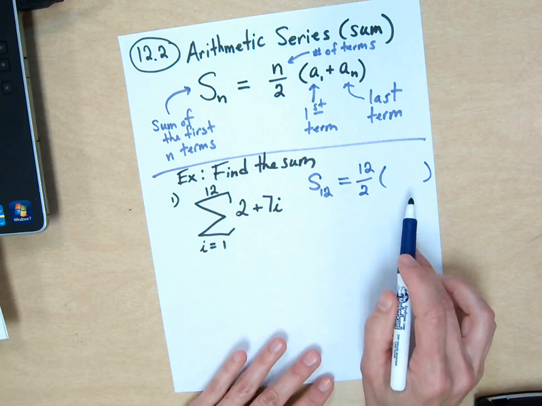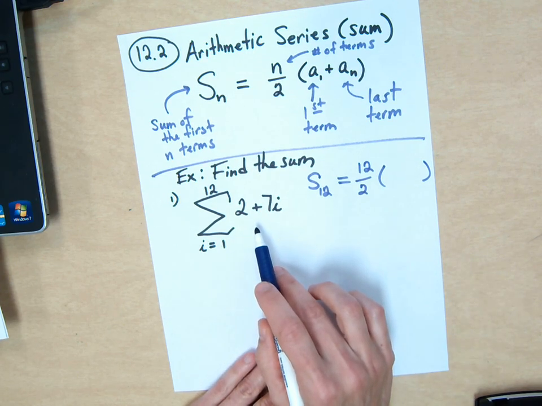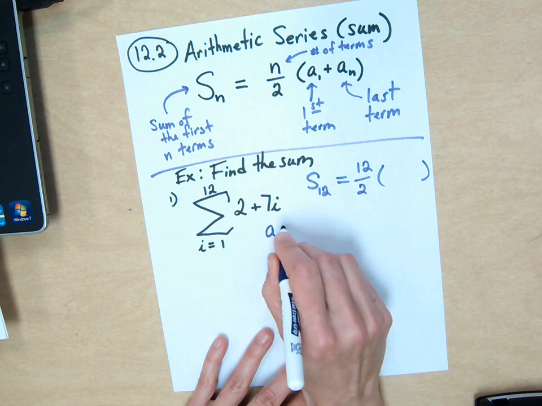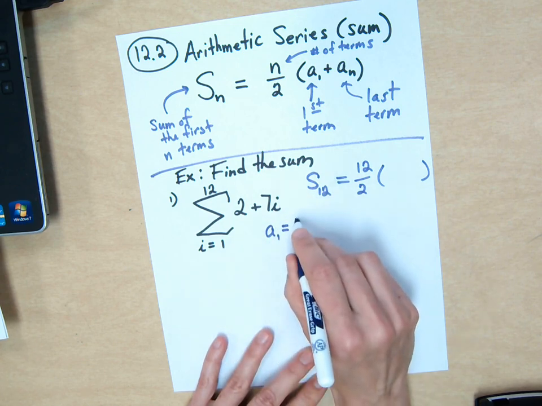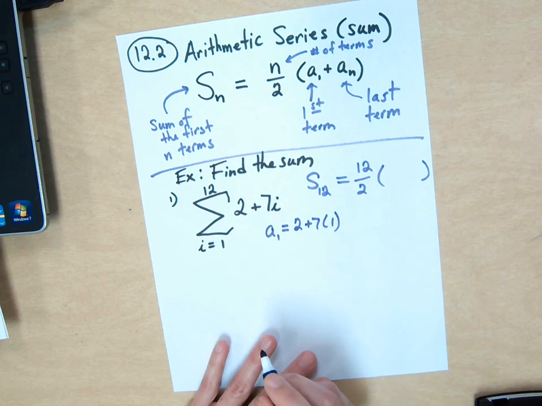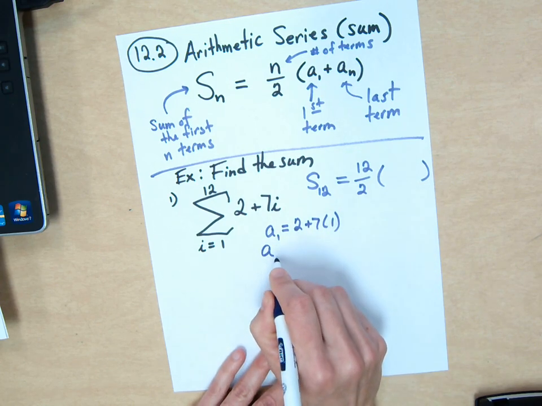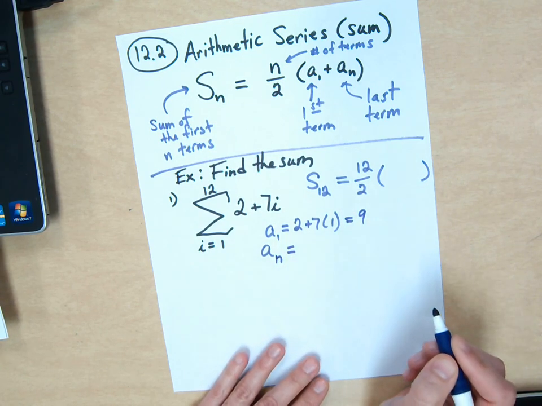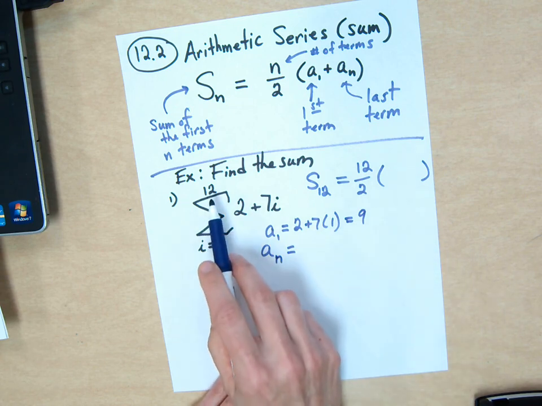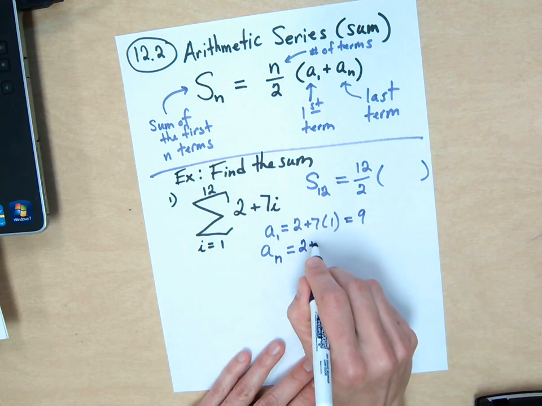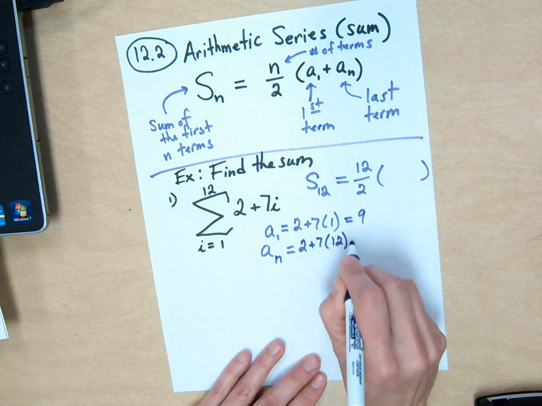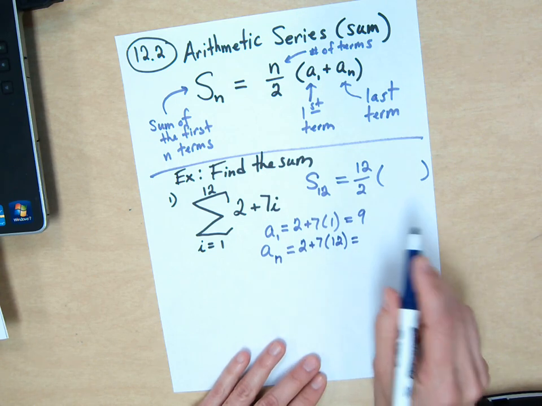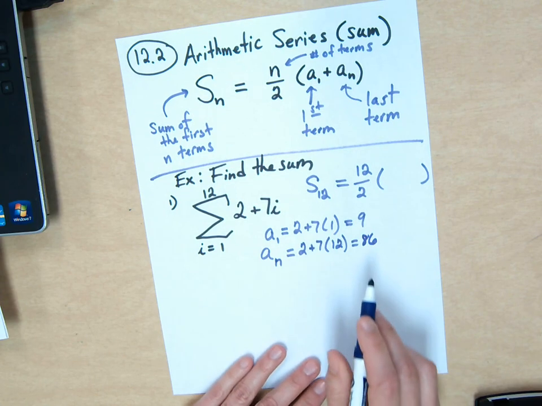So how do we find the first term in this series? You plug in a 1. Exactly. So a sub 1, the first term, equals, you just plug 1 in for i. So it's 2 plus 7 times 1. That's 9. And then the last term, a sub n, you're going to plug in 12, right? The last index. So that's just 2 plus 7 times 12. And that will give you 70 plus 14, 84, plus 2, 86. Alright, and those are the numbers we need for the formula.